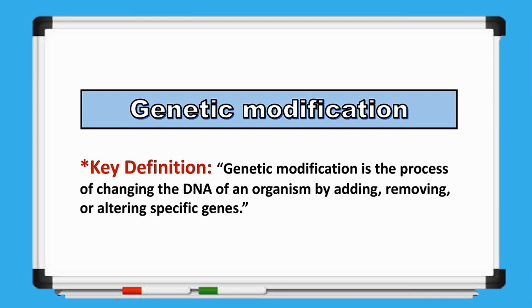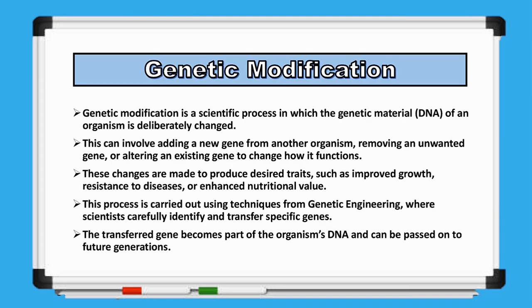Genetic modification is a scientific process where the DNA of an organism is deliberately altered. This can involve adding a new gene from another organism, removing an unwanted gene, or modifying an existing gene to change how it works. These changes are made to produce useful traits, such as better growth, resistance to diseases, or improved nutritional value. The process is carried out using genetic engineering techniques, where scientists carefully identify and transfer specific genes. Once transferred, the new gene becomes part of the organism's DNA and can be passed on to future generations.